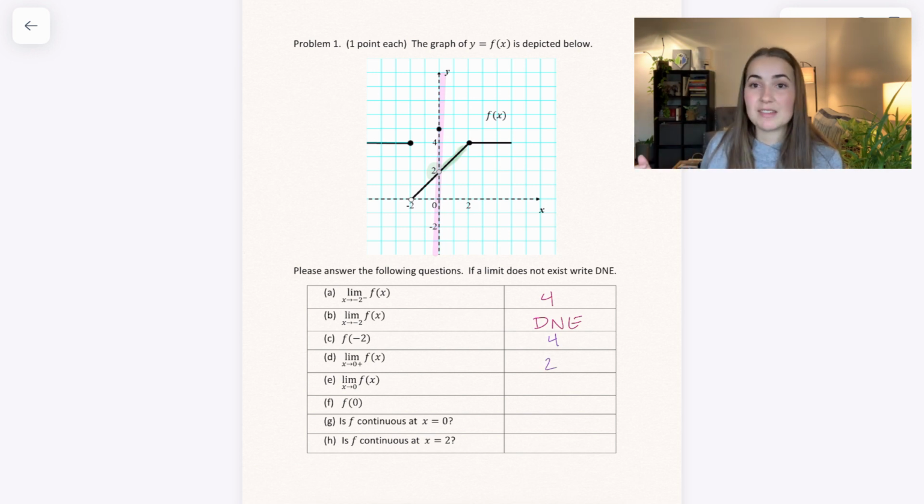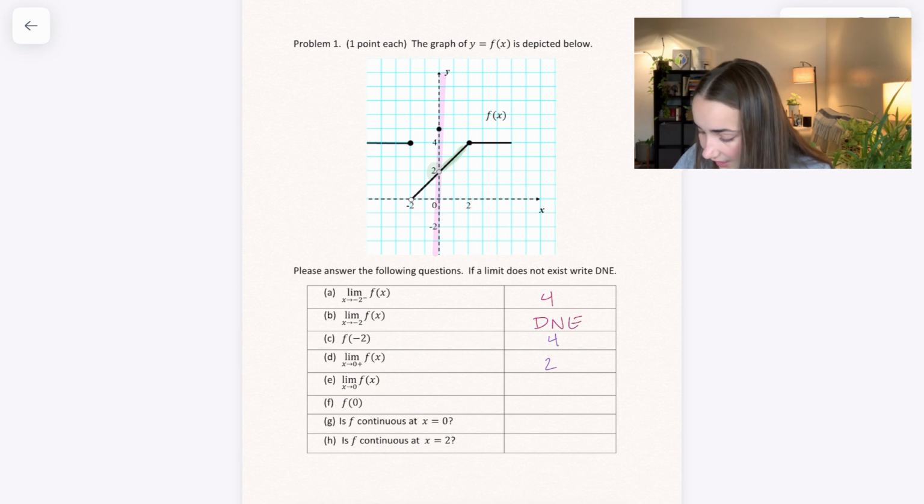Now we want to take the limit as x approaches 0 from both sides. Let's make sure it's approaching the same thing. If I look from the left side, I can also see I'm just approaching a value of 2. And so that means my limit is going to be 2. Now f of 0 is going to be where the function is actually defined. That's going to be where the hole is filled in. And as we can see, the hole is filled in right here at a value of 5. So that's going to be my f of 0.